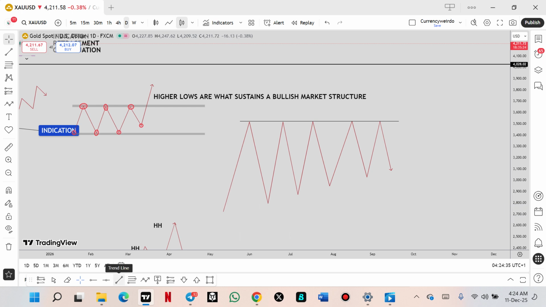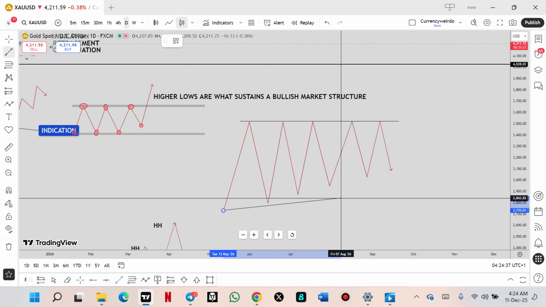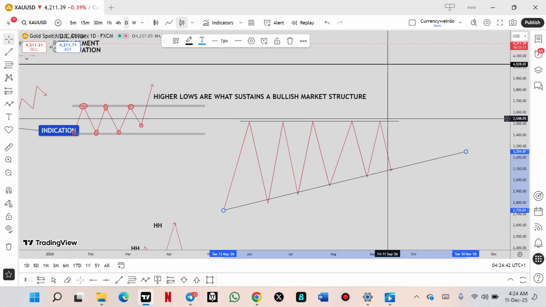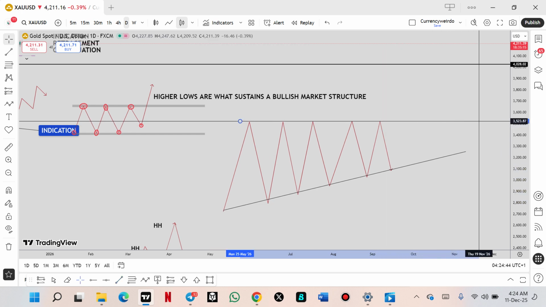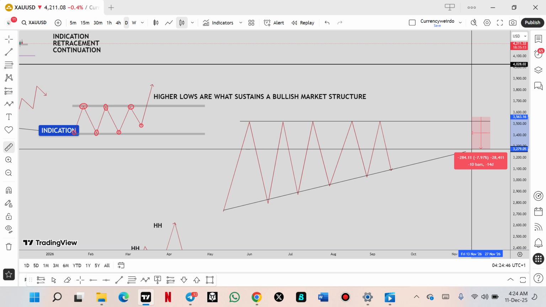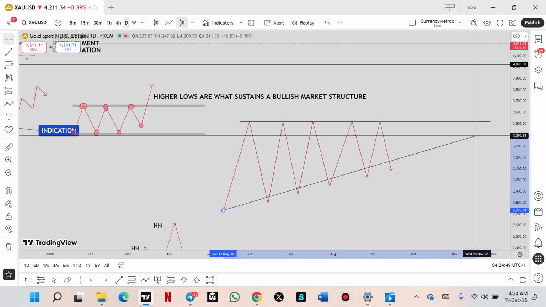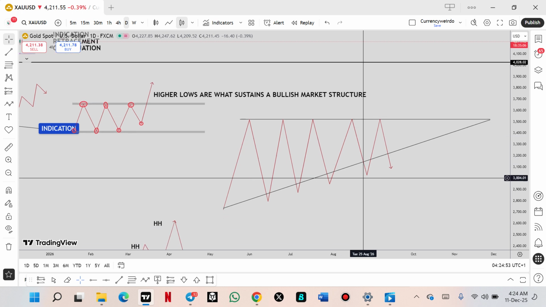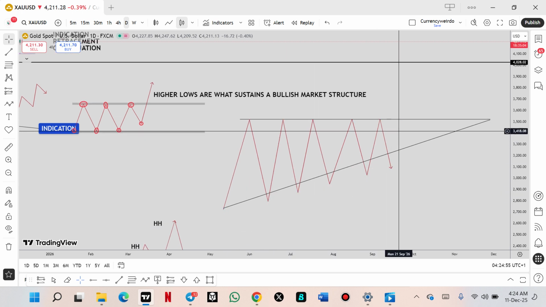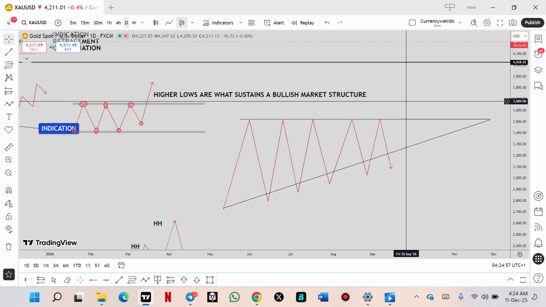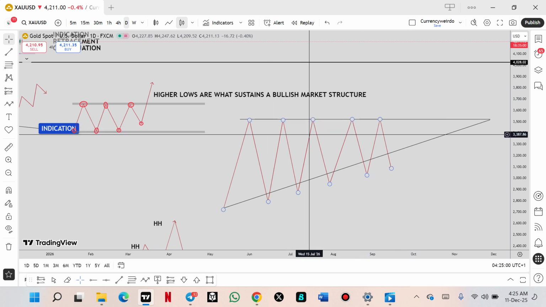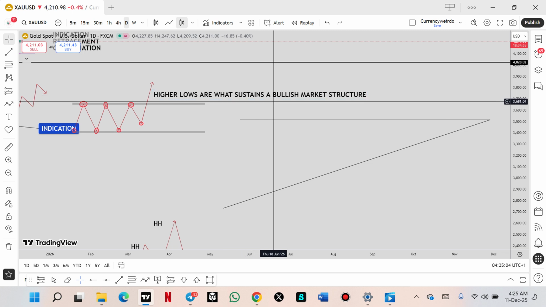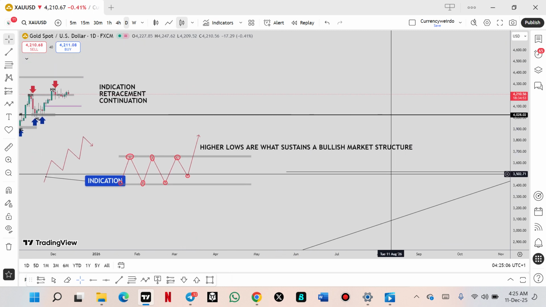Then we used to draw something like this. We will draw it in this manner and probably connect it at some point and be like, when price breaks out of it, let's say something like this, and then we would expect price to just be playing around this area until eventually price breaks above and retests this zone, right? So basically what I'm saying in essence is higher lows are what sustains a bullish market structure, right?